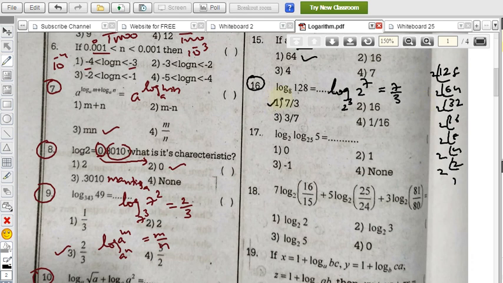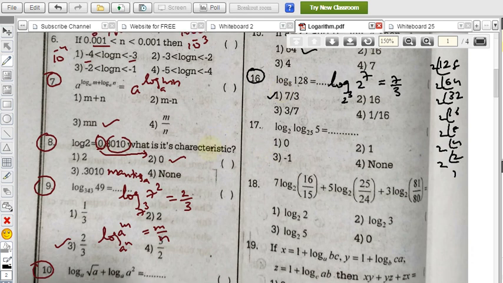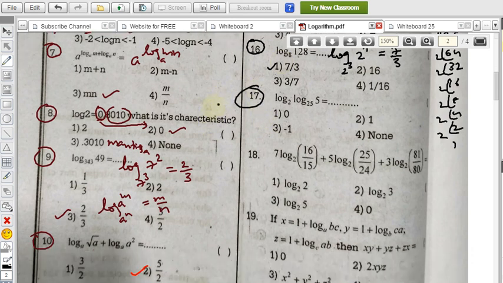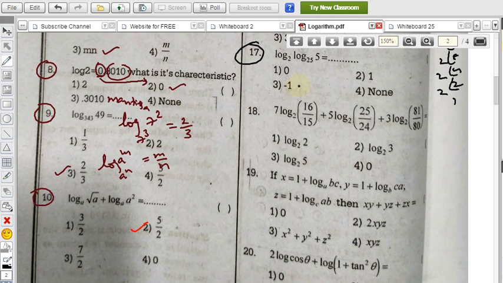So most of the questions will use the properties only. So we need to do calculation. 17 is given: log of log 5 to the base 25 to the base 2. So this also is the same one, continuation property is there, no? Based on that you can solve this. In 17 you get the answer minus 1. Same continuation property can solve. Let me explain this 18th also.